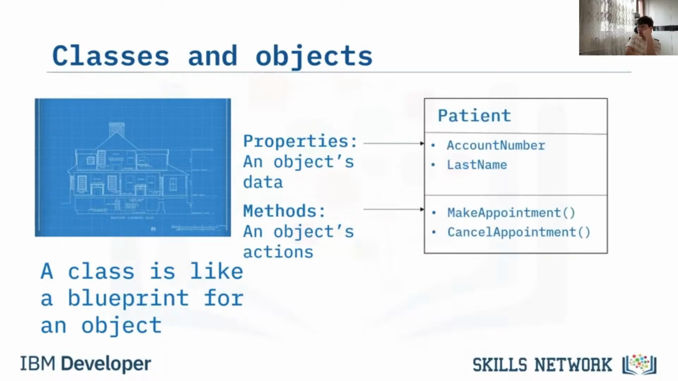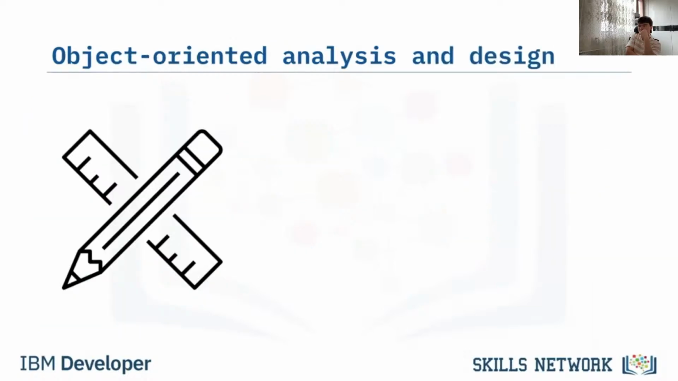So, the patient class might have a variable called last name, which is a property, but does not specify what that last name is. Last name is just a placeholder until the object is created and assigned a name. And once the object has been instantiated, its methods can be called to make the object perform some action, such as making or canceling an appointment.